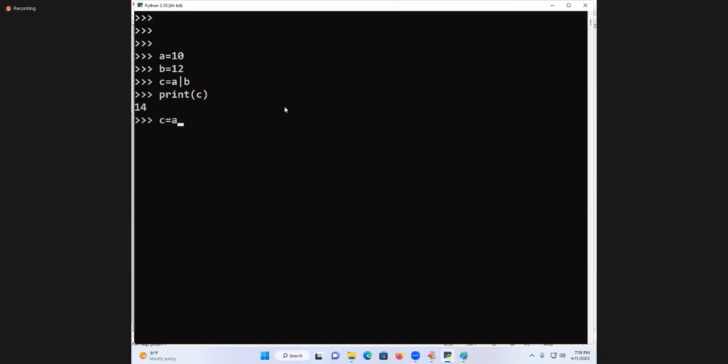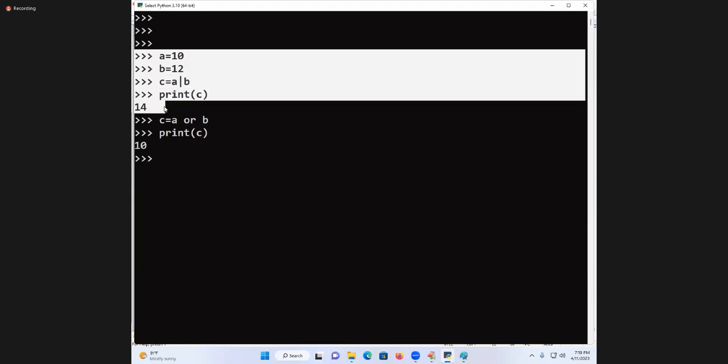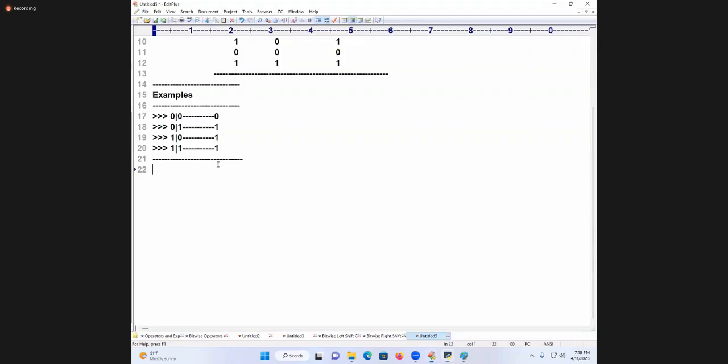C is equal to A or B. What is the answer? 10. 10 is kept in where? C. Answer is what? 10. Are both of them the same? They are completely different. If anybody says same, show this difference. Getting my point? Be careful, students. Bitwise OR is different from logical OR. Logical OR is the point from yesterday. I hope you got it.